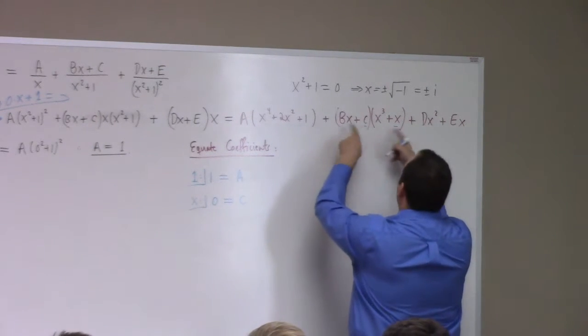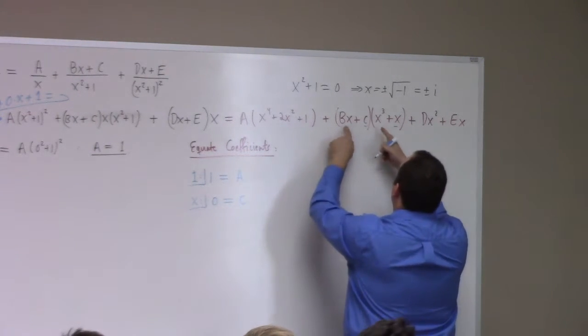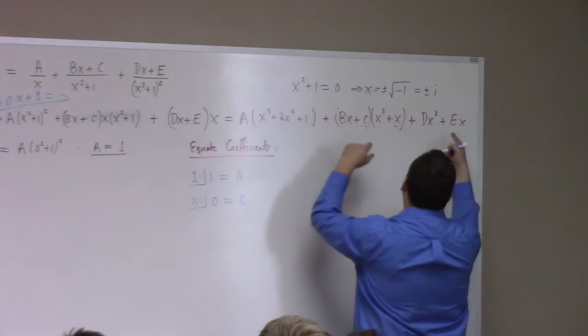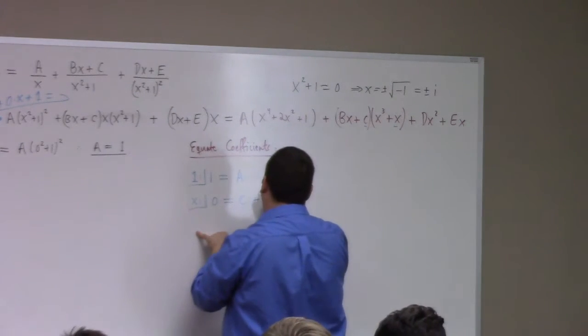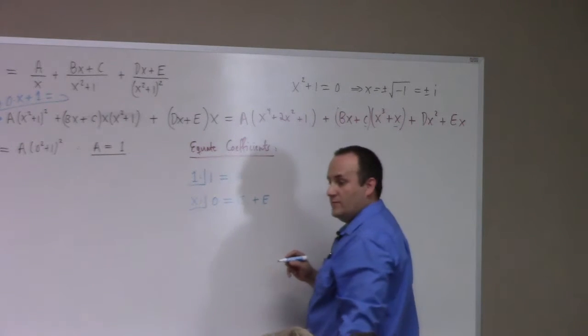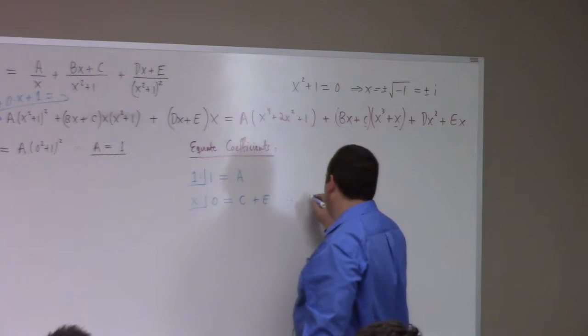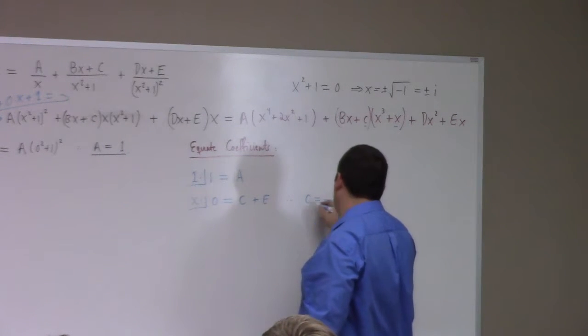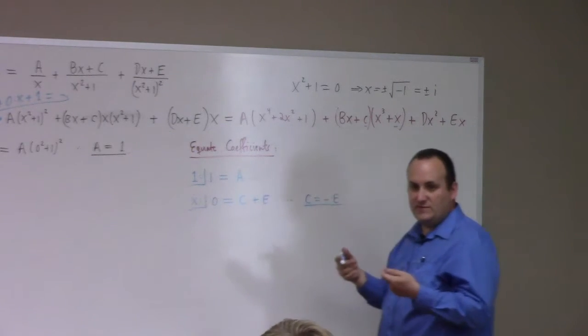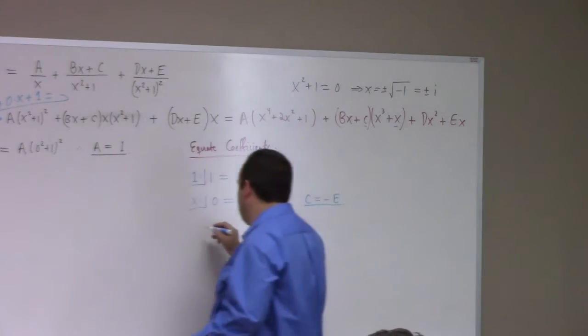Is there any other x's in here? There's an x to the fourth, an x cubed, an x squared. Oh, and then plus e. Aha, well, that's nice. Apparently c is equal to minus e. That's nice to know, but doesn't help us too much.